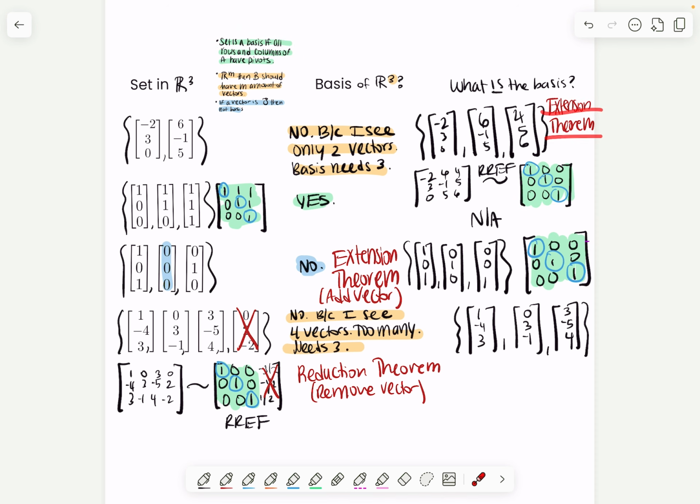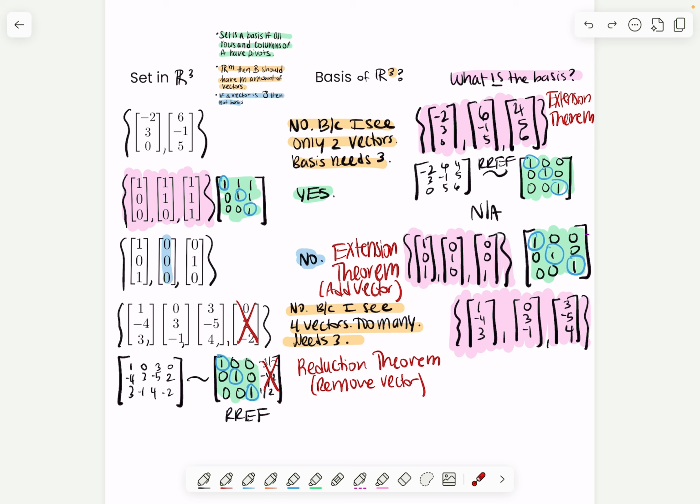Again, we use the extension theorem where we just kept adding a vector. Now note, you could have added any other vector. It didn't have to be these, which should tell you that, hey, bases are not unique. You could have had another vector right here and it still would have been a basis for R3. So keep that in mind, and that's it for this video.